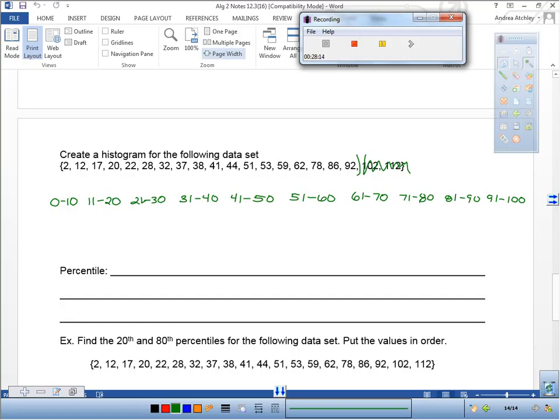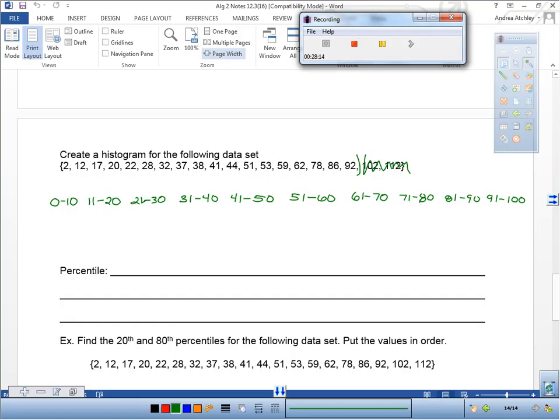No, you can, because what if your data set's like 1 to 10? You can break it into smaller pieces and just do 1, 2, 3, 4, 5. However you want to group it, you just want to make sure everything can fit into your numbers.